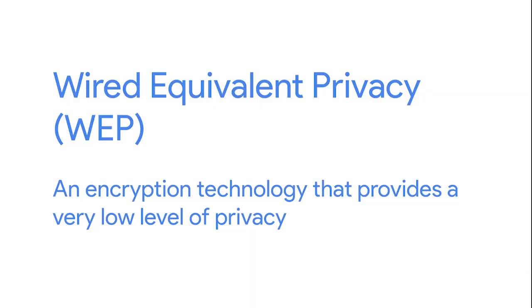WEP stands for Wired Equivalent Privacy, and it's an encryption technology that provides a very low level of privacy. Actually, it's really right there in the name, Wired Equivalent Privacy. Using WEP protects your data a little, but it should really only be seen as being as safe as sending unencrypted data over a wired connection. The WEP standard is a really weak encryption algorithm. It doesn't take very long for a bad actor to be able to break through this encryption and read your data.